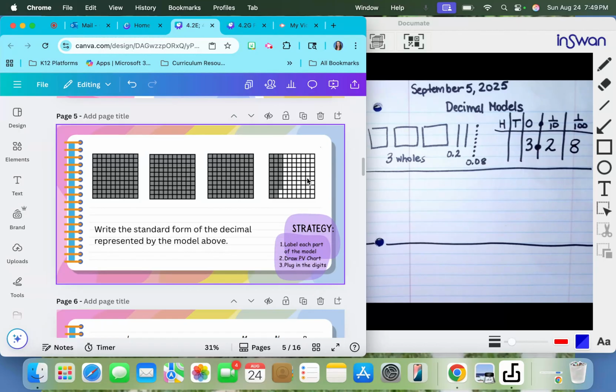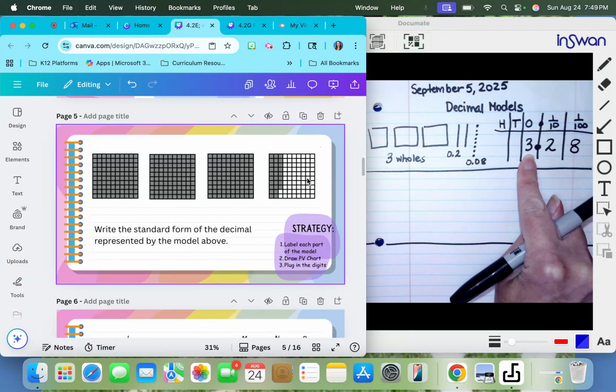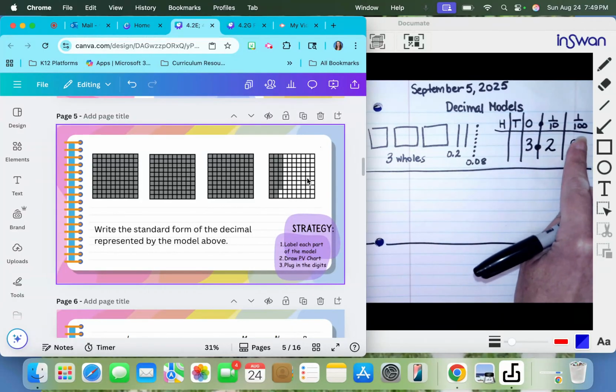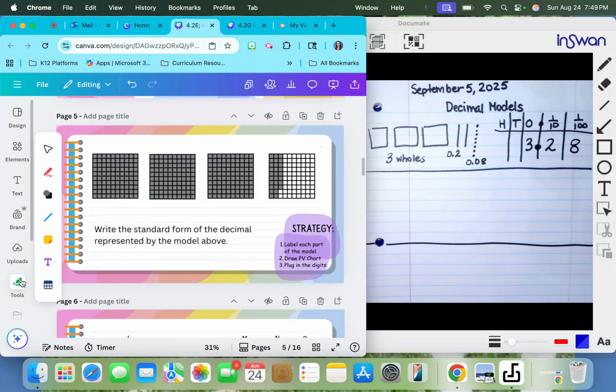And now we have our decimal number. So our number in standard form, read it with me, 3 and 28 hundredths. So let's write that as our final answer. 3 and 28 hundredths.